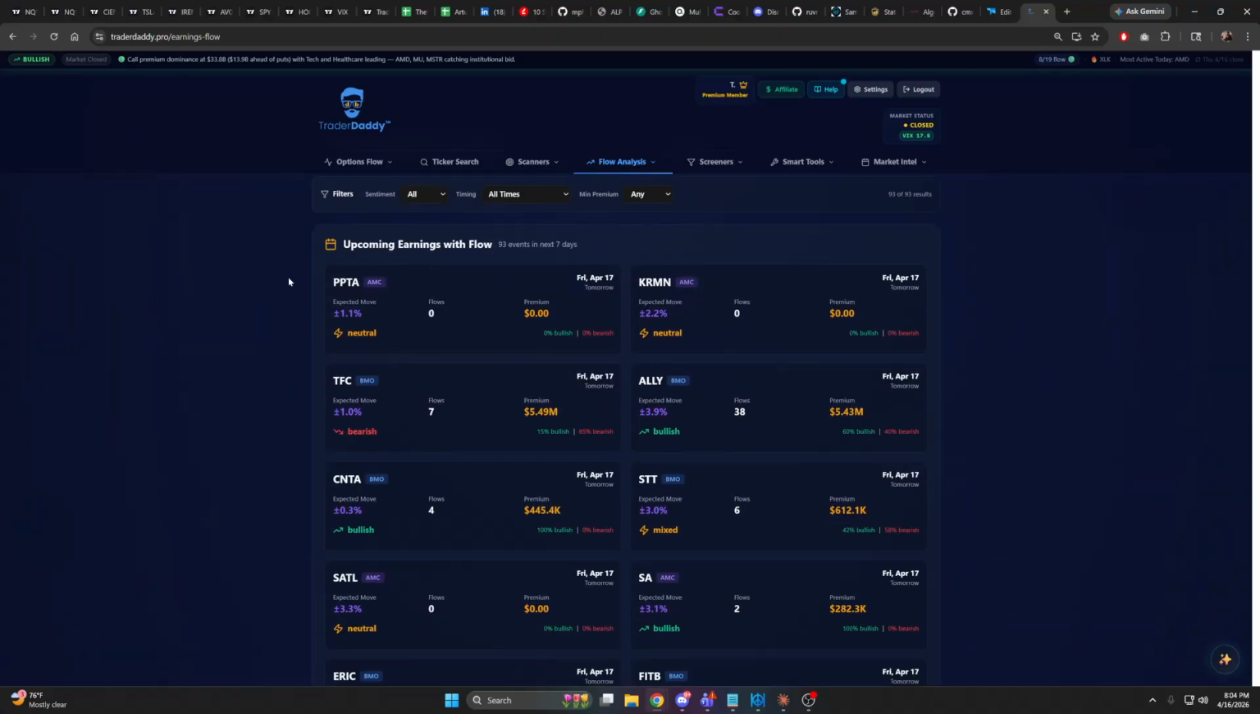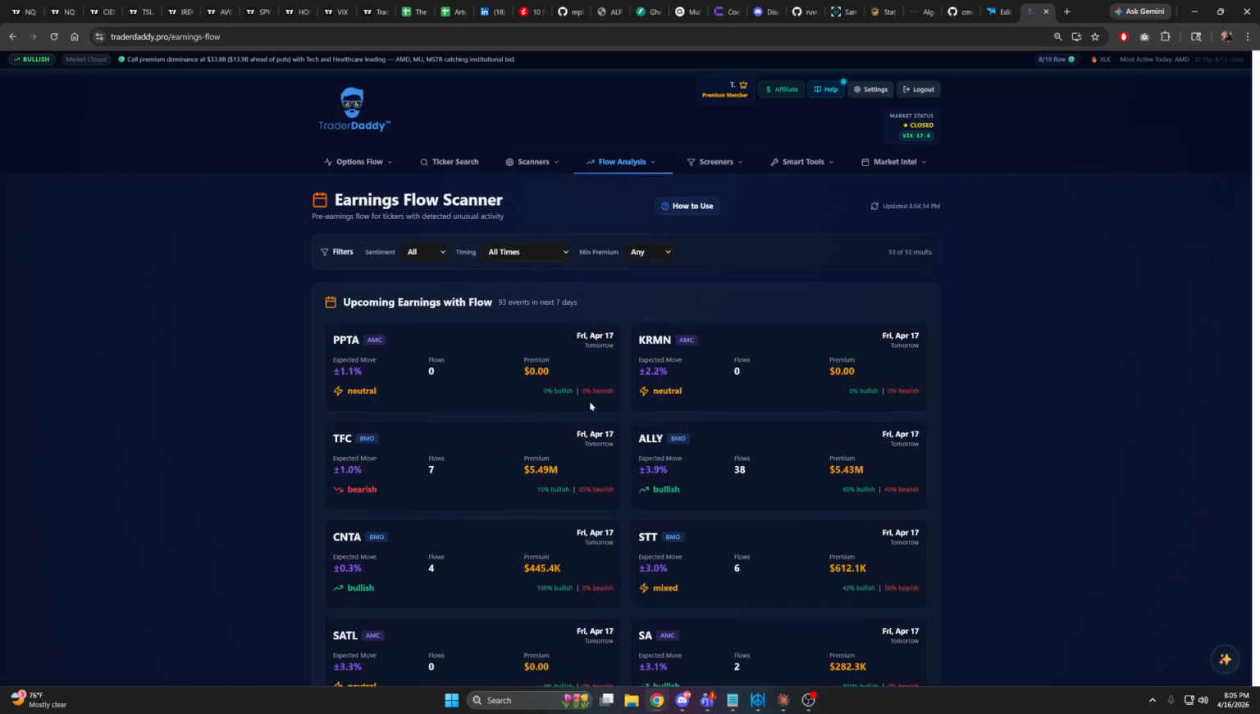We have an earnings flow scanner, so this scans most of the earnings. Again, if it's a small cap or mid cap company with not a lot of flows and not very popular, you might not see it here. But for all of the big stuff, it's going to be in here, and it's basically going to give you the flows going into those earnings, and then the expected move for the earnings.